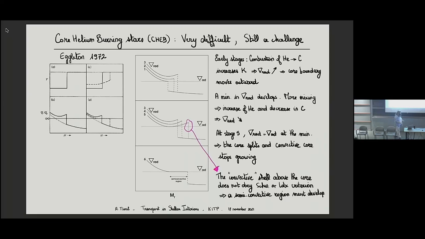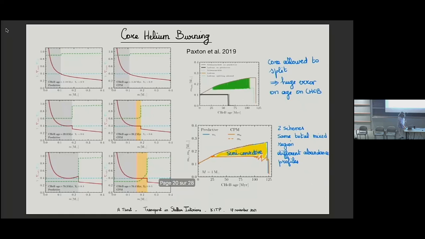The first people who tried to do that were Constantino et al. in the Monash code. They did a lot of work to try to make the convective core in the core helium burning phase large and not have this splitting of the core. They did that by introducing some kind of overshoot, which depends on several parameters, at least 2, maybe more. And they called their scheme maximal overshoot. This was the maximum size of the convective core they could do.